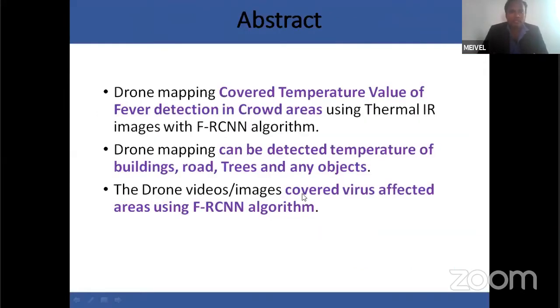This is my abstract: drone mapping covers temperature values for fever detection in crowd areas, and I have used the Faster R-CNN algorithm. It can also detect the temperature values of buildings, roads, trees, and any objects. Mostly videos and images cover virus-affected areas using the Faster R-CNN algorithm.